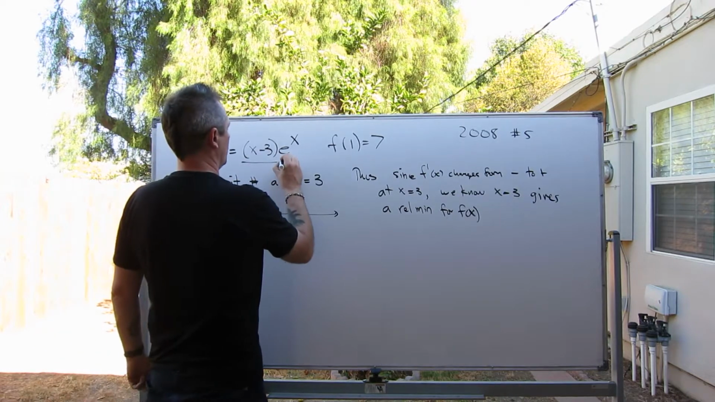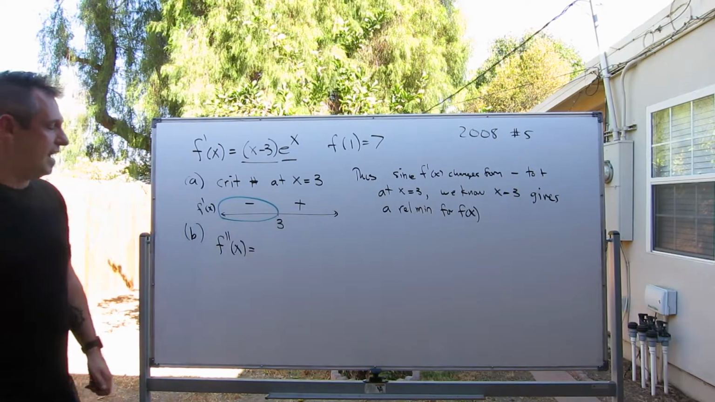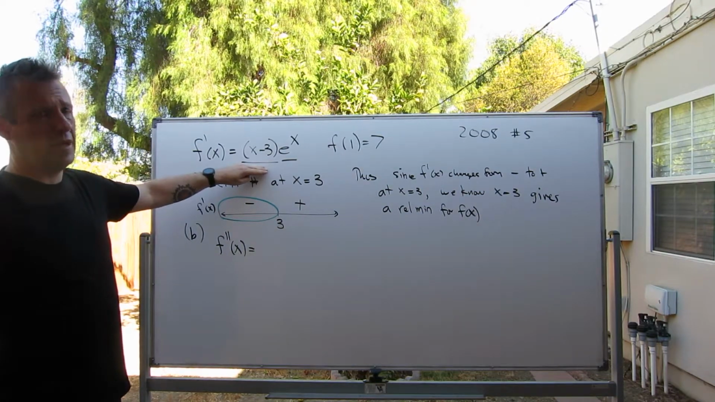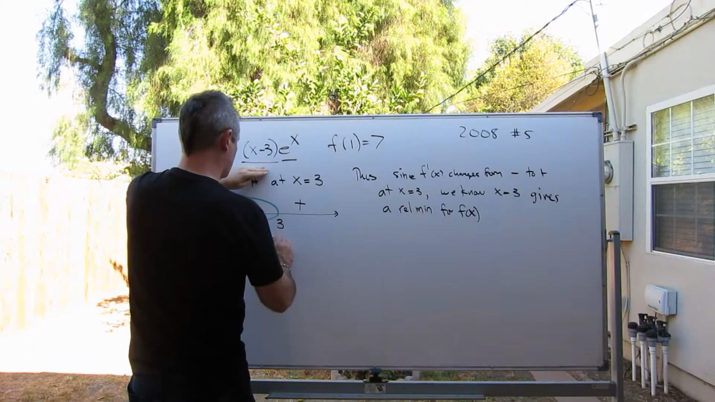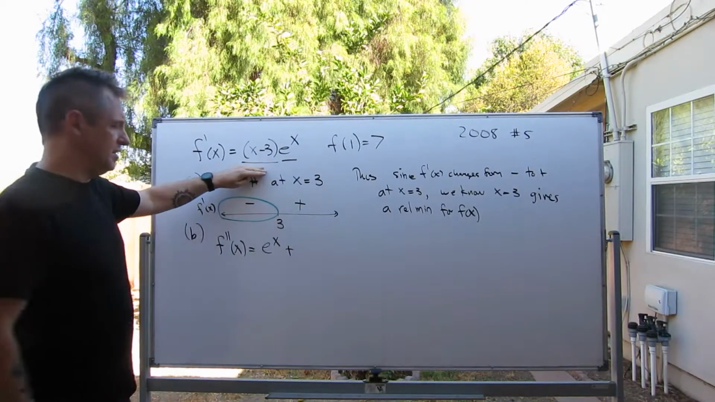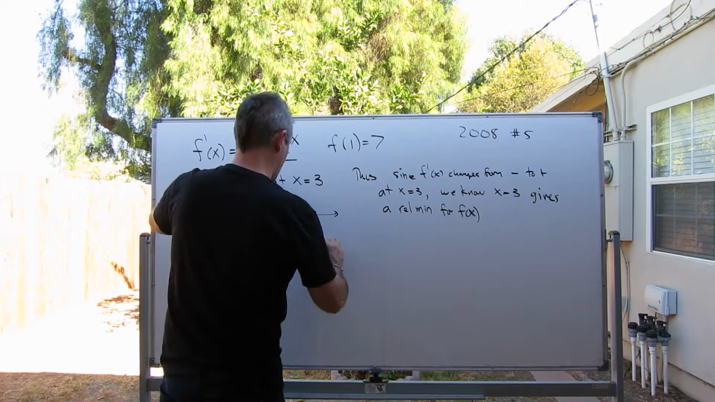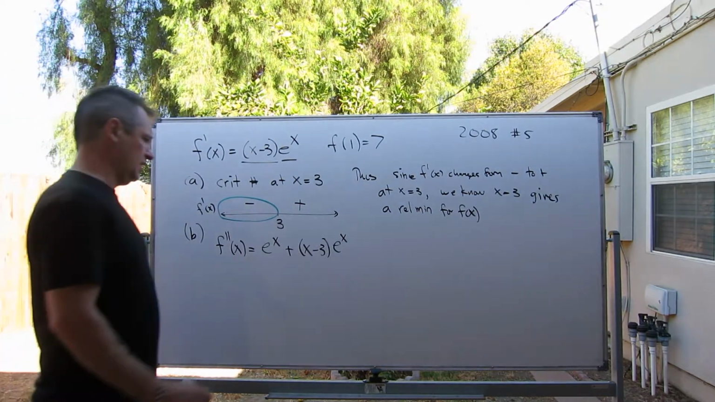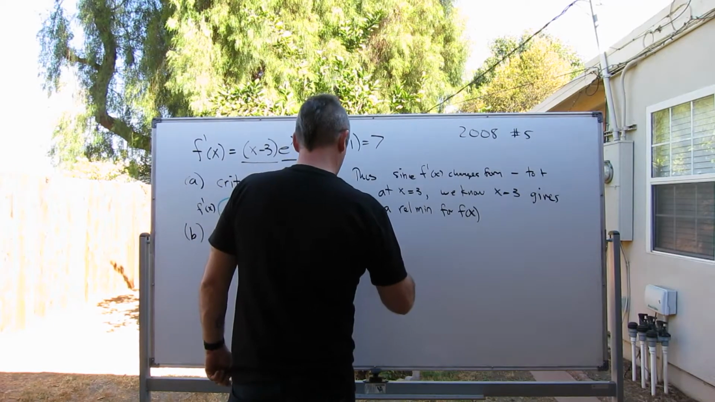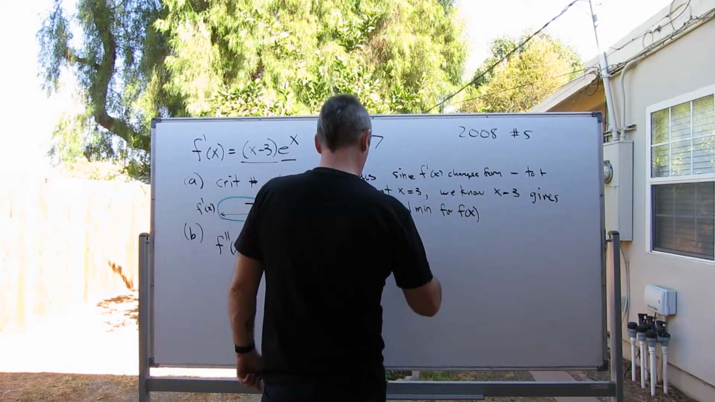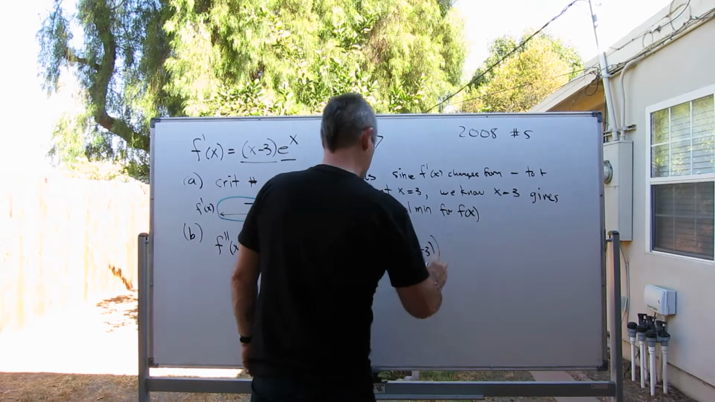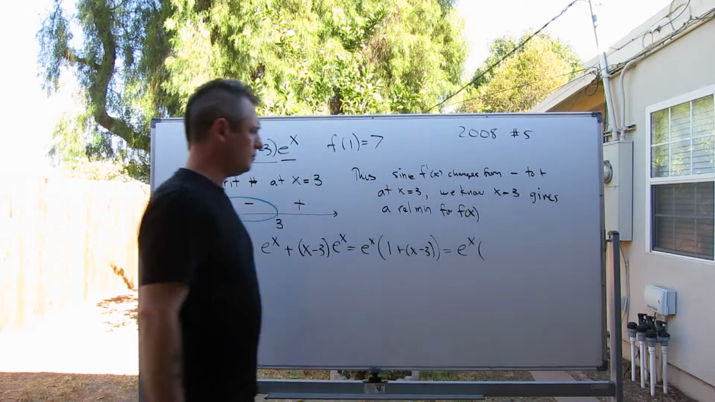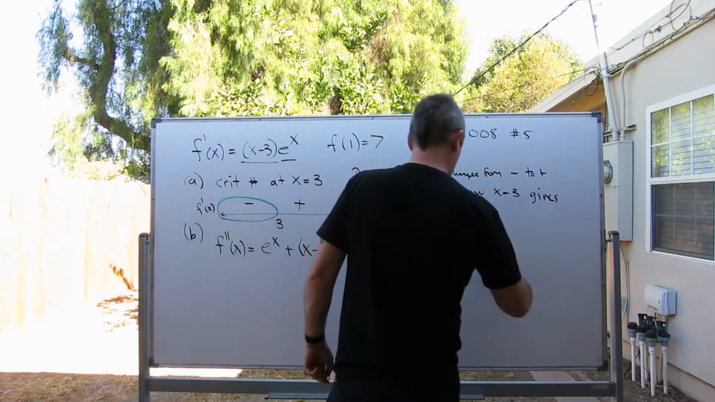I'm going to take these as my two functions, x minus 3 and e to the x. So taking the derivative of the first, the derivative of x minus 3 is just 1. Leave the e to the x alone. Plus, leave the x minus 3 alone. Take the derivative of e to the x, which of course is just e to the x. This factors, I can pull an e to the x out of this, and I will be left with 1 plus x minus 3. In other words, I'll have e to the x times x minus 2.